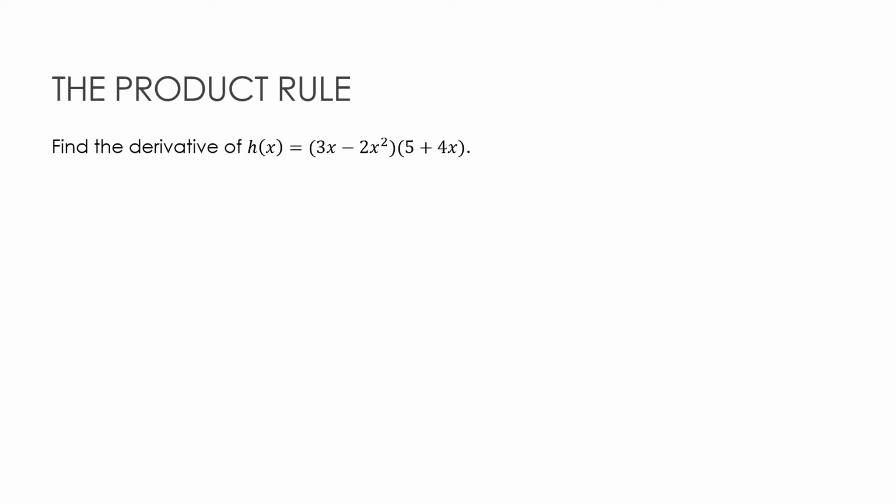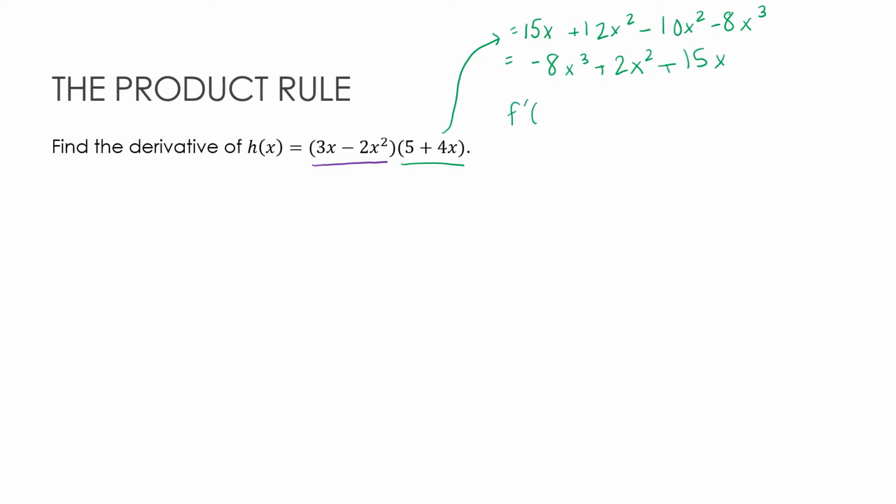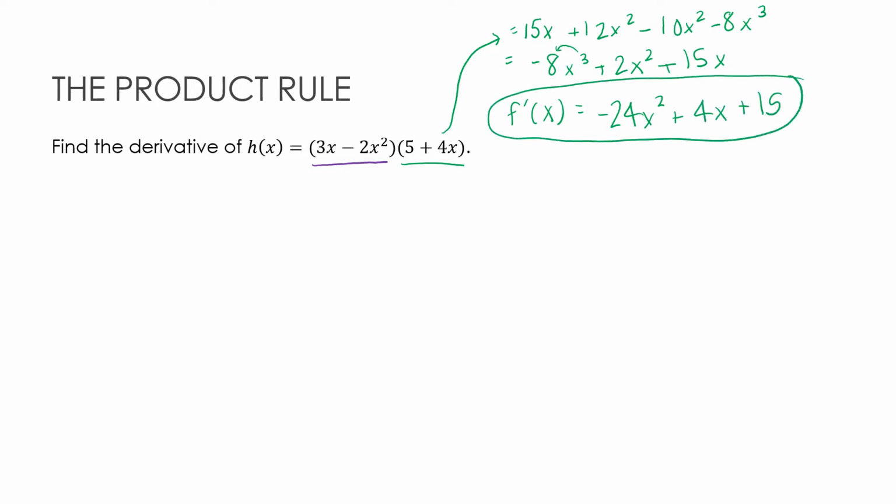So let's use the product rule to find the derivative of h of x. The derivative of h of x would be finding, using the product rule, these two products. So again, I'm going to use some different colors here. Before we use the product rule, I just want to show you what the derivative would be if I chose to not use the product rule, to multiply this out and then just take the derivative of each term. So if I FOILed this out, I would get 15x plus 12x squared minus 10x squared minus 8x cubed, which would simplify to negative 8x cubed plus 2x squared plus 15x. And then if I found the derivative of that function using, again, the power rule, negative 24x squared plus 4x plus 15. So this is where I should get to when I get to the end of this.